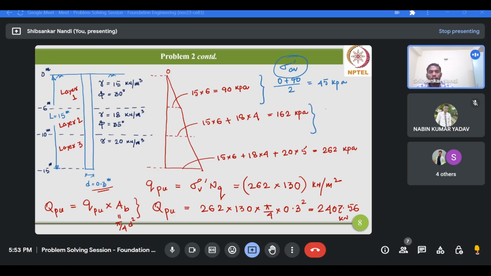Now for the second layer, this is 90 plus 160 by 2, that means 126 kPa. And for the third layer, this would be 162 plus 262 by 2, that means 162 plus 62 by 2, this is 212 kPa. Though there is no need to calculate these values for the third layer. Okay, why? We'll see.